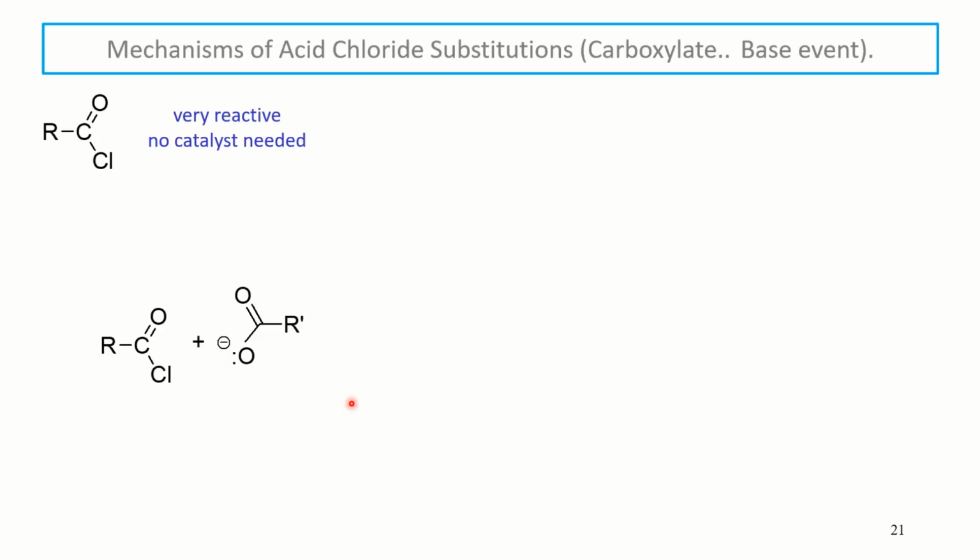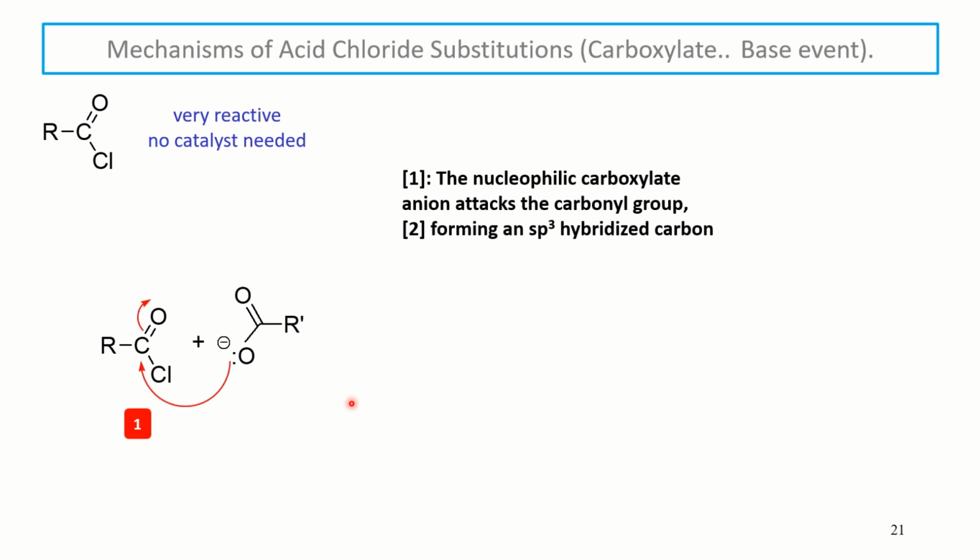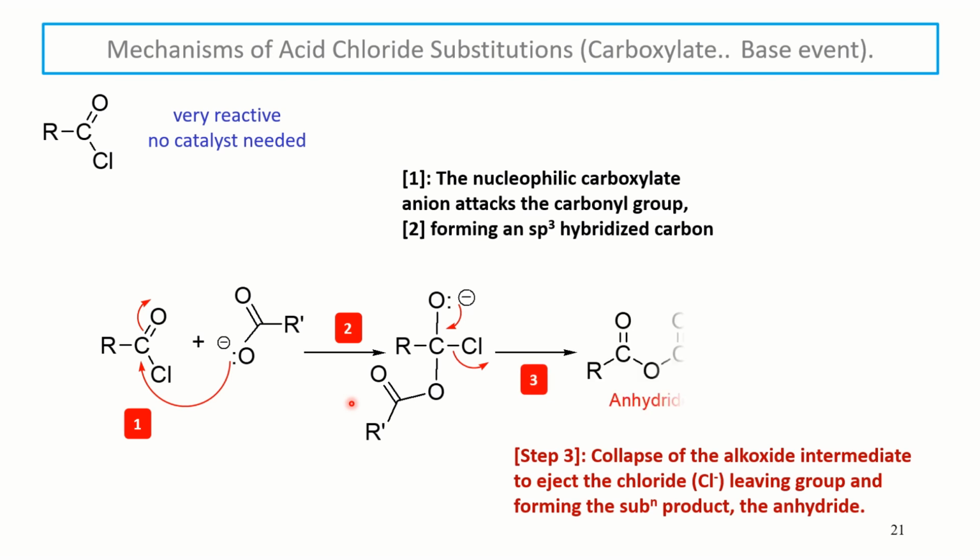This mechanism here is quite efficient. Why? Because we have the sodium salt of the carboxylate, which will react with the acid chloride. It's a basic event. And of course, we end up with our carboxylic acid derivative, which will then eject our leaving group to give us our product. Very straightforward. In this case here, our product is the anhydride.